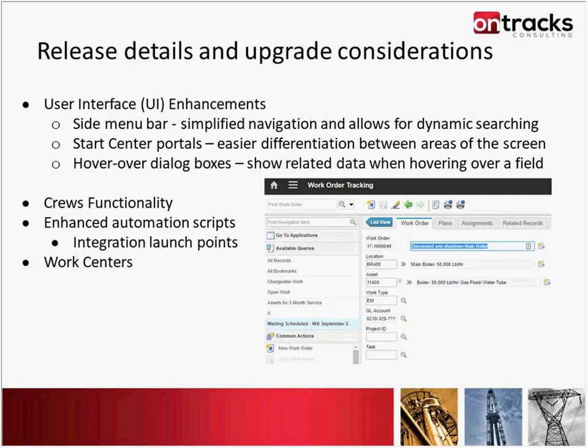Enhanced automation scripts. One of the nice things is there are integration launch points now in 7.6. Previously in 7.5, there were still launch points on objects, attributes, and actions, as an example. They've also introduced integration launch points. So if you're consuming data from an external system, you can trigger an automation script to modify that data or do some sort of processing.